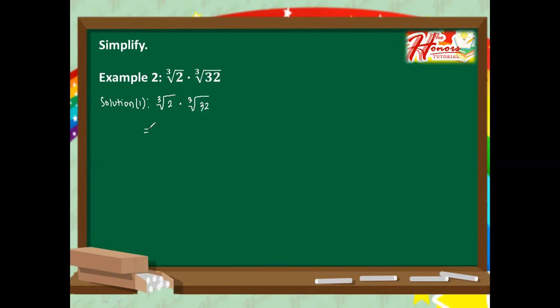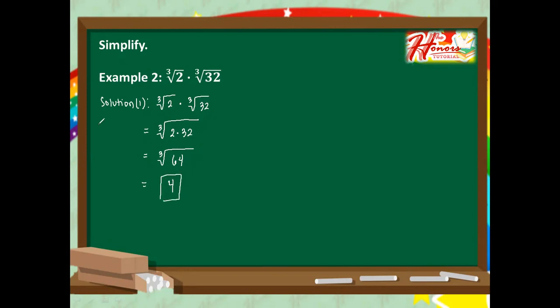Since they have the same index, just copy cube root. And then I want you to multiply 2 times 32. And 2 times 32, that's 64. So we have here the cube root of 64. So the cube root of 64 is 4. So this is the first method. And this is the answer.